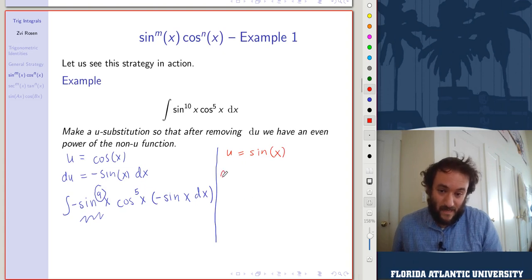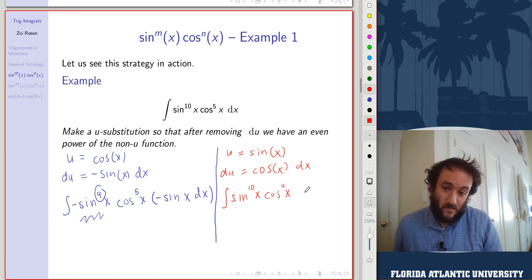Okay, if u is sine x, then du is cosine x dx. And our integral becomes the integral of sine to the 10th x cosine to the 4th x cosine x dx. Okay, and we want to check that the non-u function, here u is sine, so our non-u is cosine, appears to an even power, and 4 is even. So we're all set. Okay, so this is our desired u-substitution.